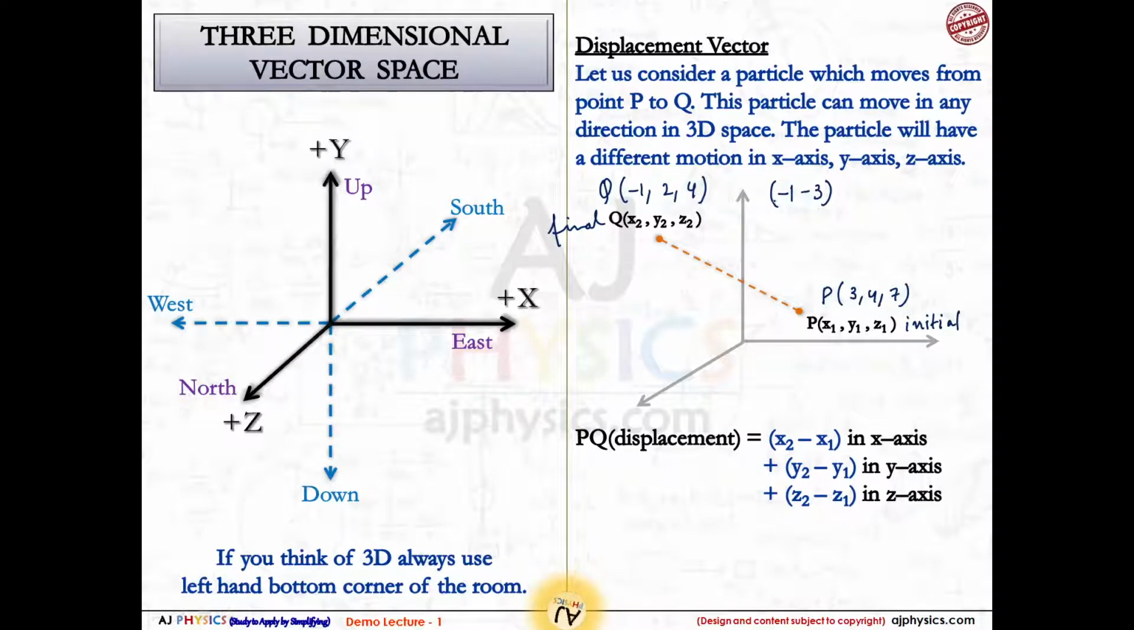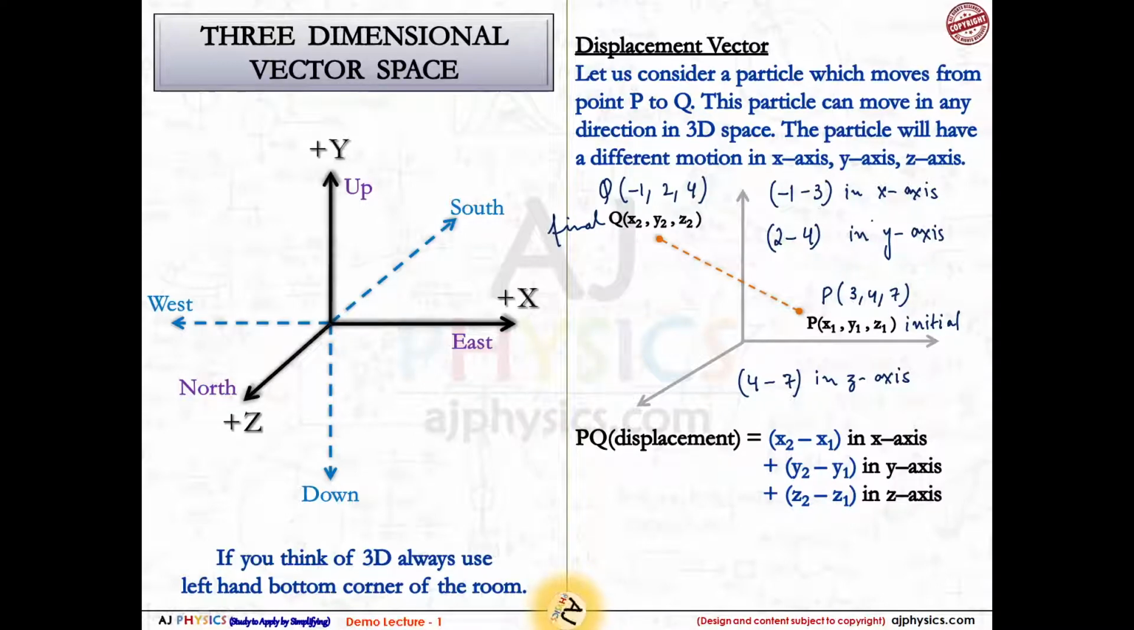Fine. So this will be -1, -3 in the x-axis. Then we have 2 minus 4, this will be in the y-axis. And in the z-axis we'll have 4 minus 7. So you can clearly see that the vector has three different components in all the three axes.